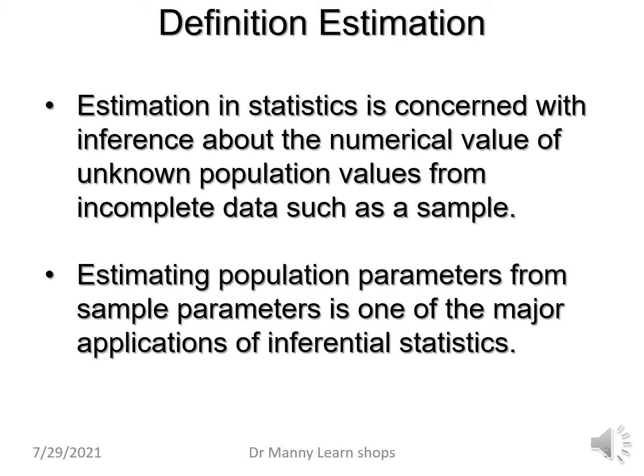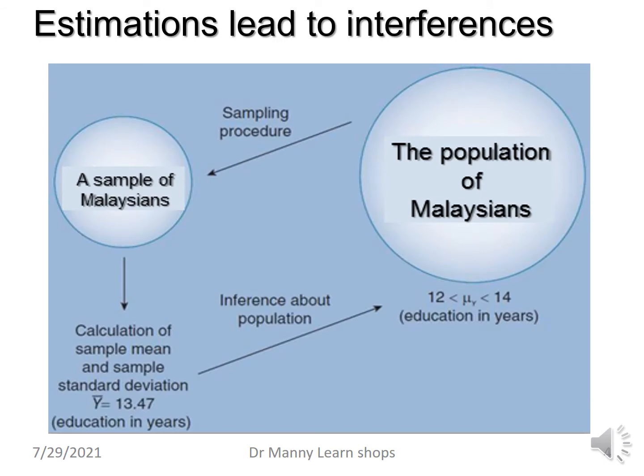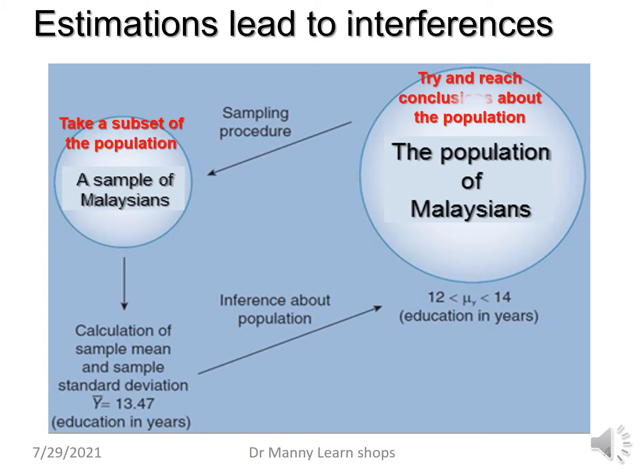Estimating population parameters from sample parameters is one of the major applications for inferential statistics. Estimations lead to inferences. So you can have a population of Malaysians and you can make inferences about that population from a sample of the population. Basically, from a population you try and reach conclusions about the population when you take a subset sample of that population.